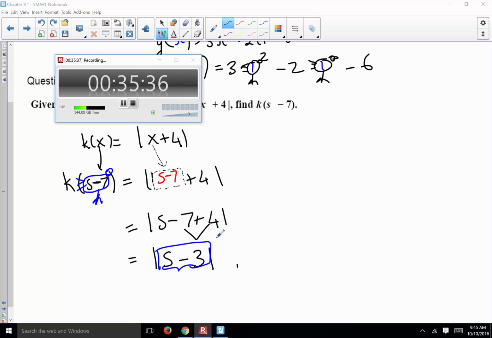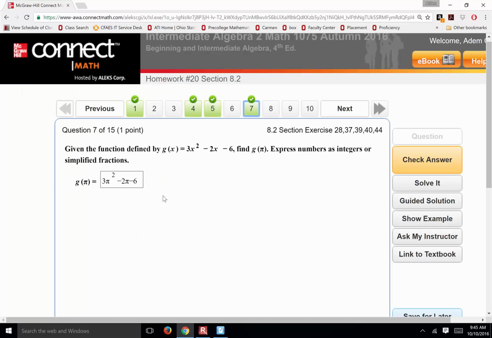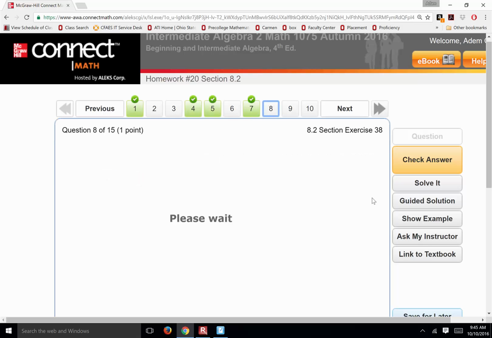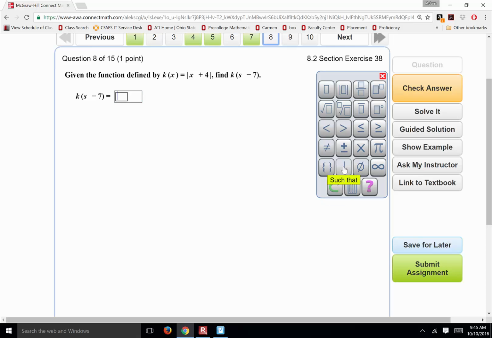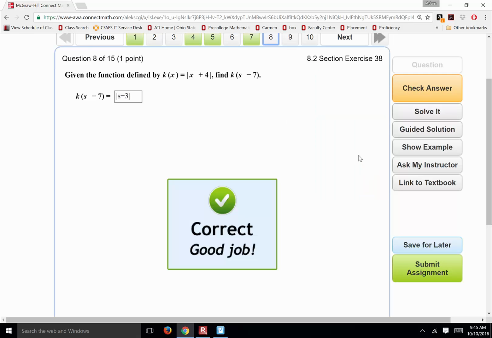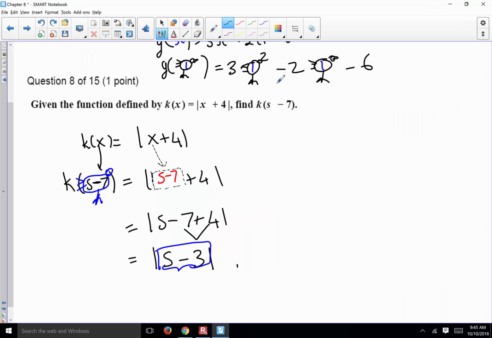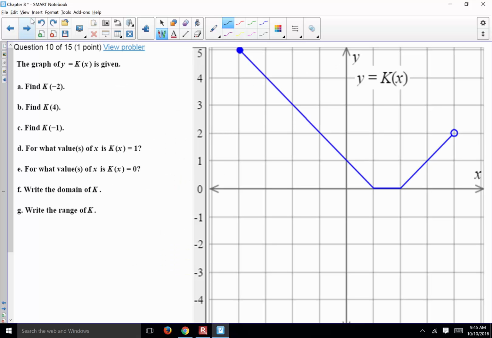Okay, so how do we type this in? You know how to make absolute value, right? There should be a toolbox button for that. Here you go. This is absolute value. No, it's such that. Oh, this is the absolute value. It's not that one, sorry. Here is the absolute value. And the answer was S minus 3. Any questions? Basic substitution, that's it. Alright, we're doing just comprehensive questions next.